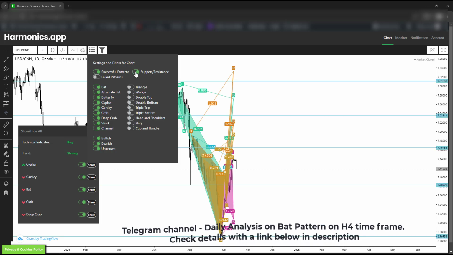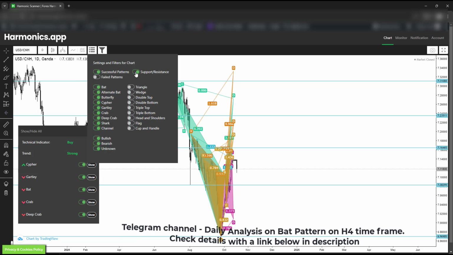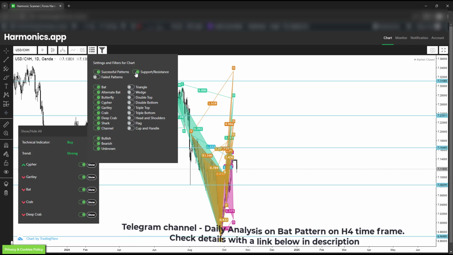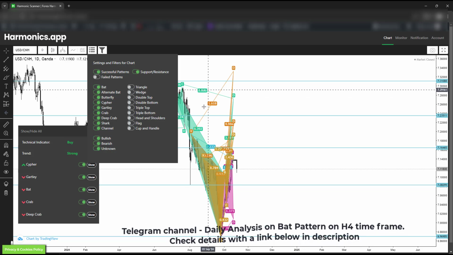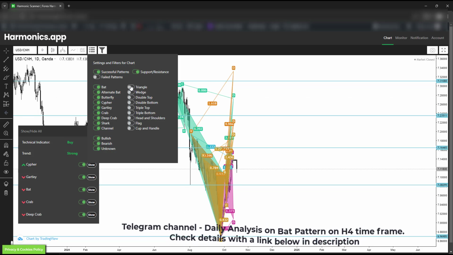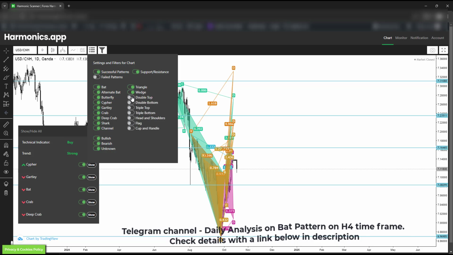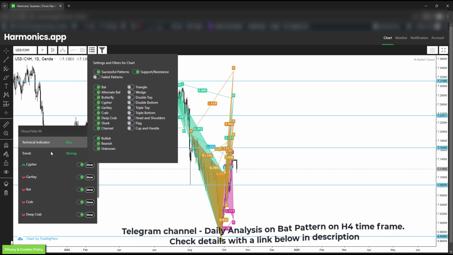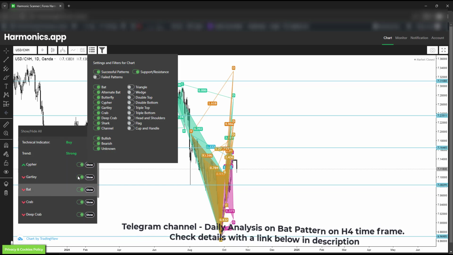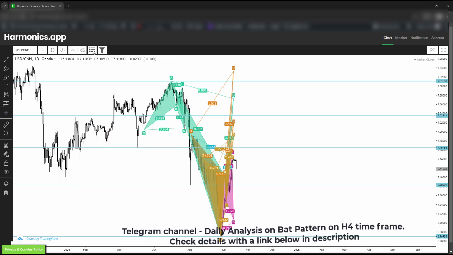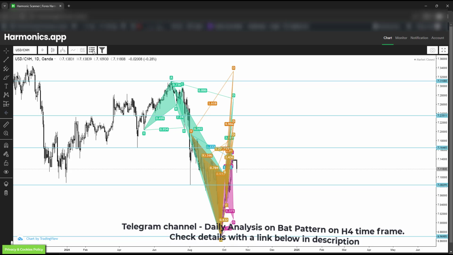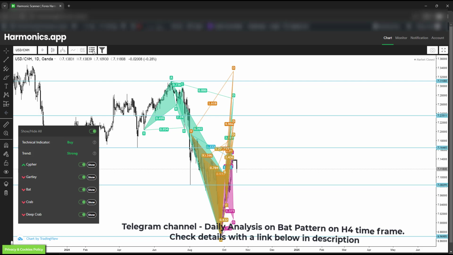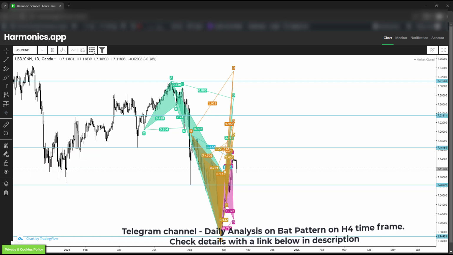These support and resistance levels are made by the Harmonic SAP scanner automatically for you based on the technical conditions on the market. Then you can also include some of these patterns if you would like to have them detected by the Harmonic SAP scanner. If they are detected, they will be listed here. Then you can also change this one here by activating or turning off this floating window. So if you do not want to have this window, you can turn it off.